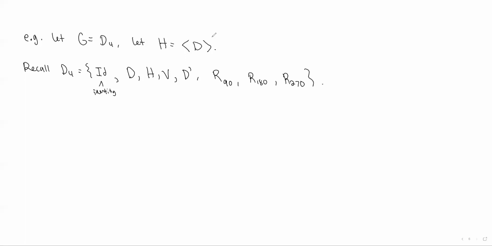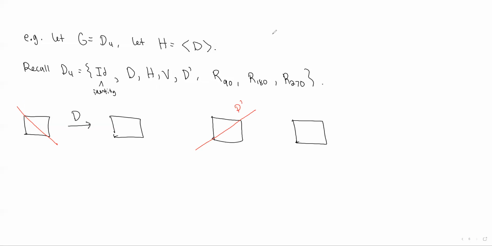And if you don't remember D, H, V, and D prime, D is the one that reflects on the main diagonal. So that's D. And then D prime is this one. H is the horizontal line. That's why it's called H. And V is the vertical line. Okay.